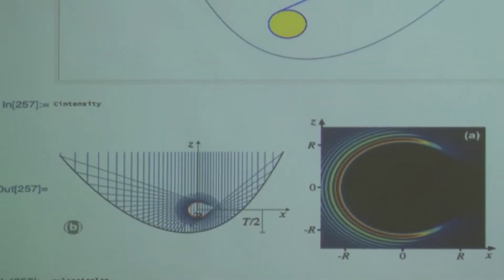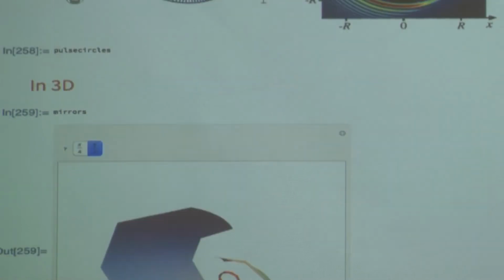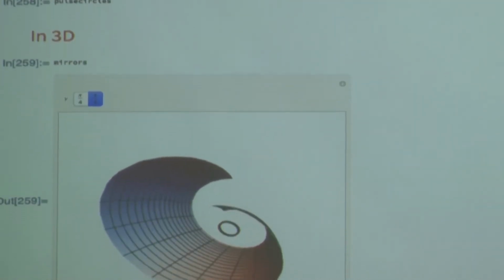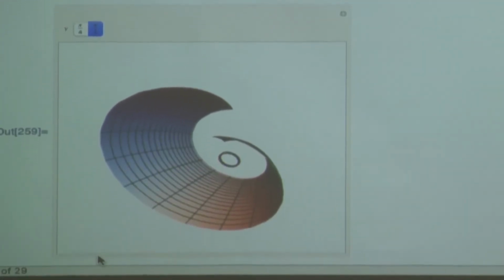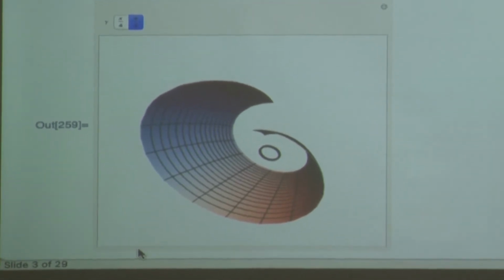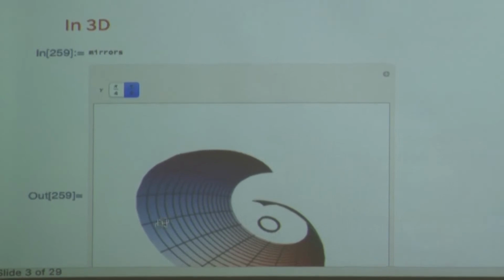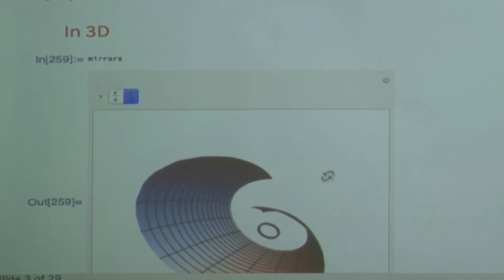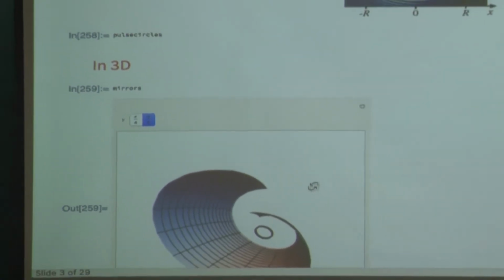So in 3D, you can do the same thing. Was the spatial extent of that pulse larger, at least as big as the mirror, right? No, it's much smaller. So the circle? No, the pulse that was the... Yeah. That's right.